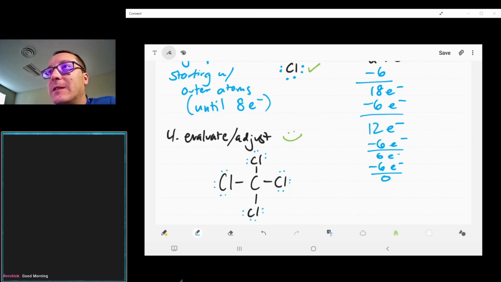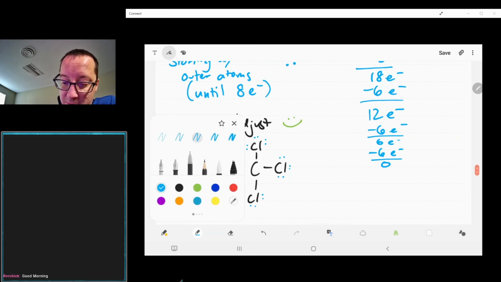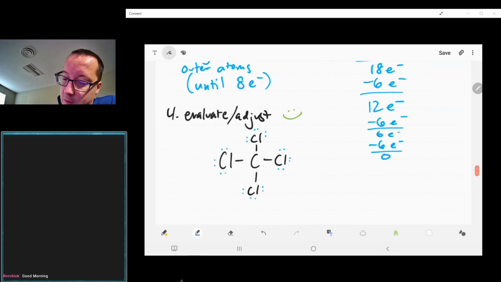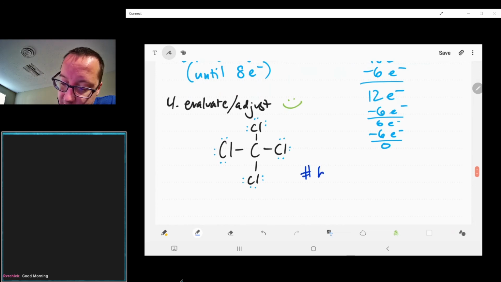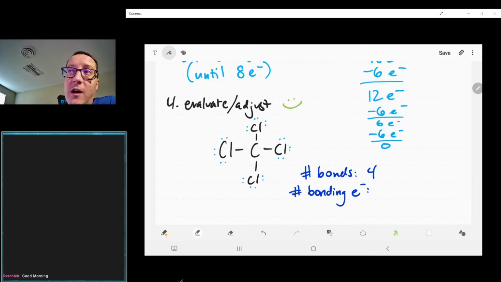Alrighty, so let's just take a look at this structure for a second, and let's evaluate it. Let's see some things that we can just come up with about this structure. We can see that the number of bonds here is going to be 4 bonds. Those are those lines in between them. If we look at how many bonding electrons we have, we know we have 4 bonds. Each bond is 2 electrons. So therefore we have 8 electrons that are in bonds.